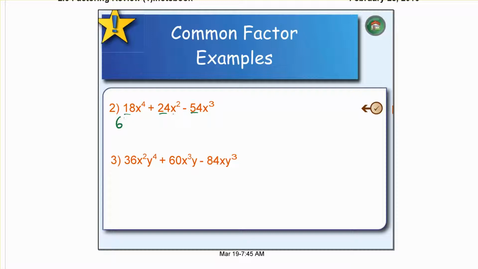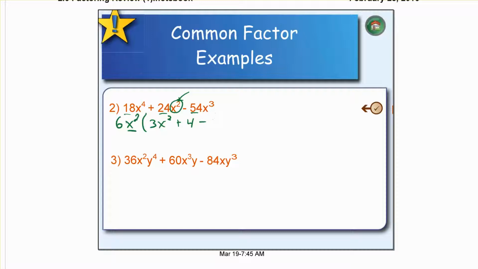The other thing that I can take out, I'm moving on now to the x's. I'm looking at the smallest power. It's x squared. So I'm going to take an x squared out, because it's common to all of them. Then bracket, now I write what I have left. So 18 divided by 6 was 3. I have x squared left because I took out an x squared. Plus 24 divided by the 6 I took out is 4. I no longer have that x squared there because it came out. It's here now.